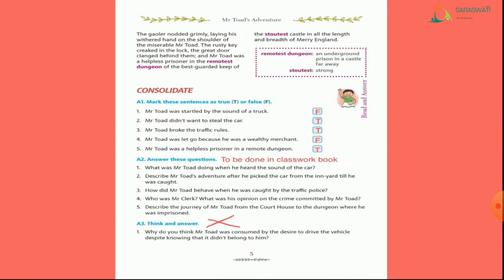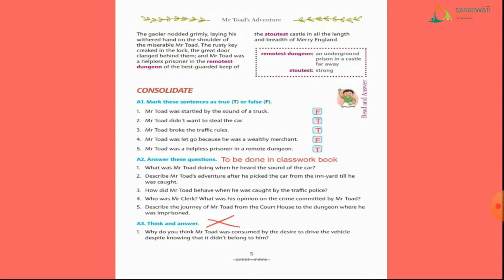Question 5. Describe the journey of Mr. Toad from the courthouse to the dungeon where he was imprisoned. Now, there is a very wide description of Mr. Toad's journey from the court of law to the jail, to the dungeon. Mr. Toad was put in chains and dragged through the marketplace where people attacked him with carrots. After he entered the old prison house, he saw soldiers making fun of him and also looking at him threateningly.